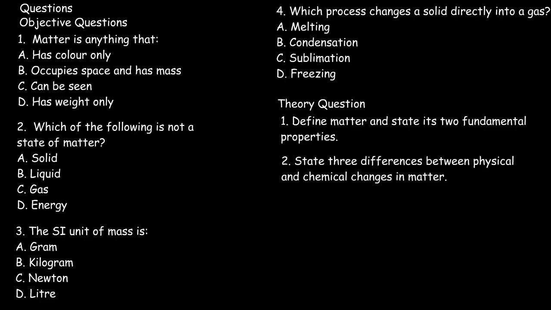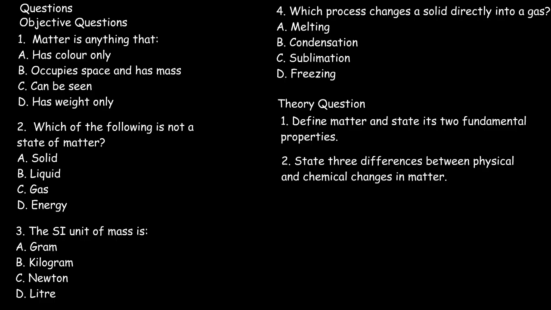Now, our next question states: which of the following is not a state of matter? A, solid; B, liquid; C, gas; D, energy. Now, the three states of matter are solid, liquid, and gas. So the option that is not a state of matter will be D, which is energy. Our next question states that the SI unit of mass is: A, gram; B, kilogram; C, Newton; and D, liter. And as we said earlier, the SI unit of mass is kilogram.